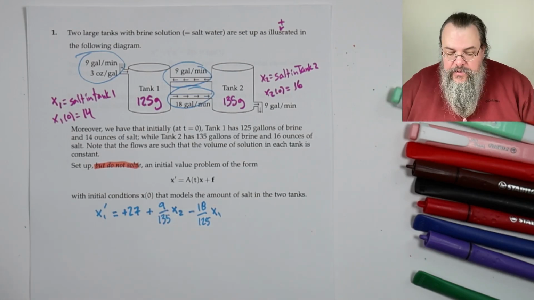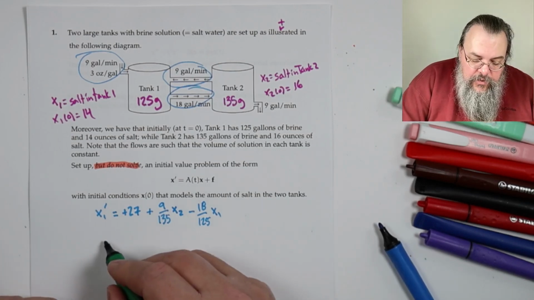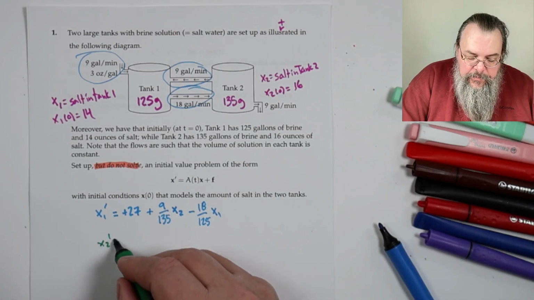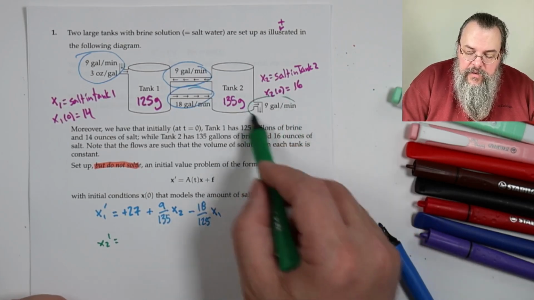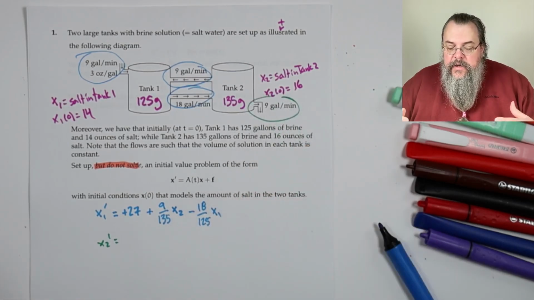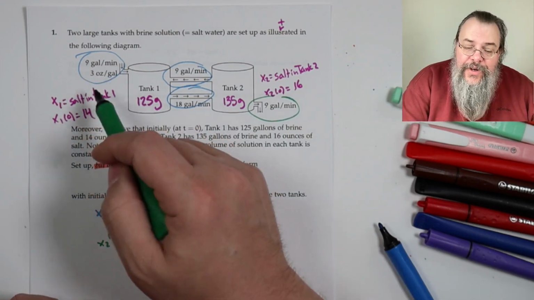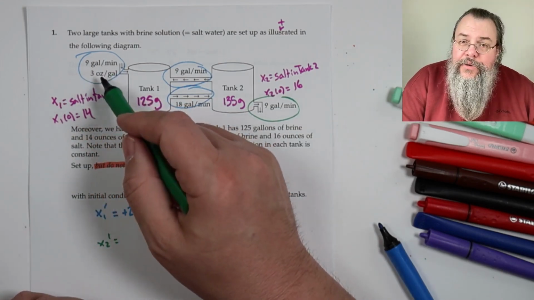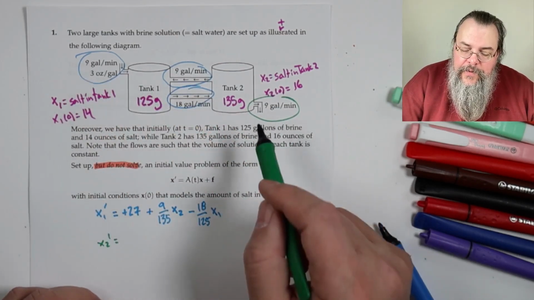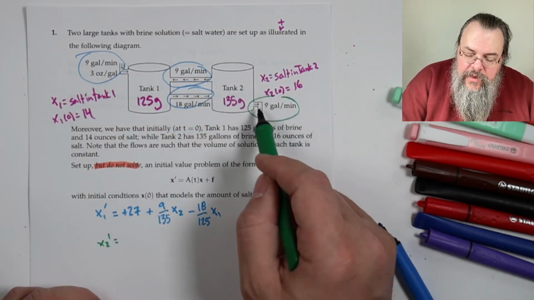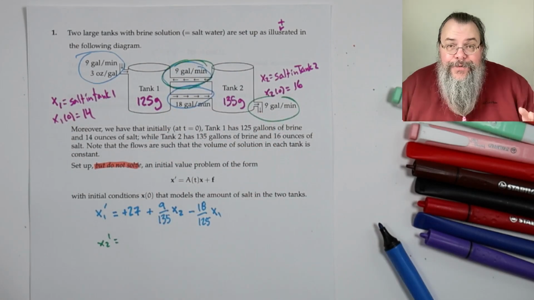Now, let's do the same thing, but for x2. So x2 prime. Well, here we have this piece, and now that is an outflow. And so we don't have the same situation over here. See, here we knew how salty the water was coming in. Here we don't know. And in fact, what we can do is say, look, this is an outflow, this is an outflow, and an outflow is an outflow.